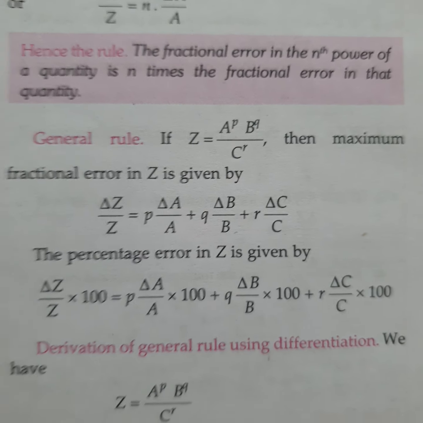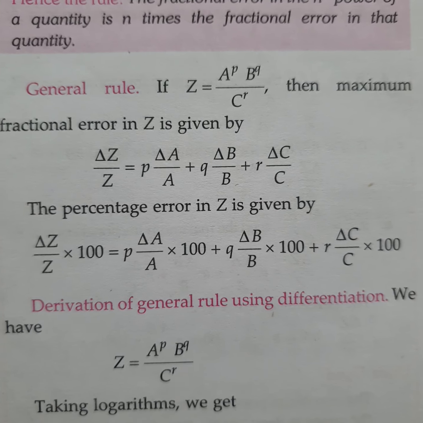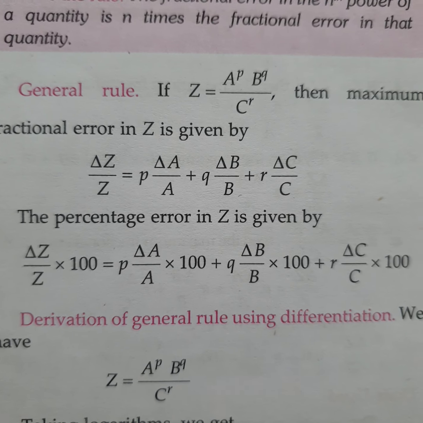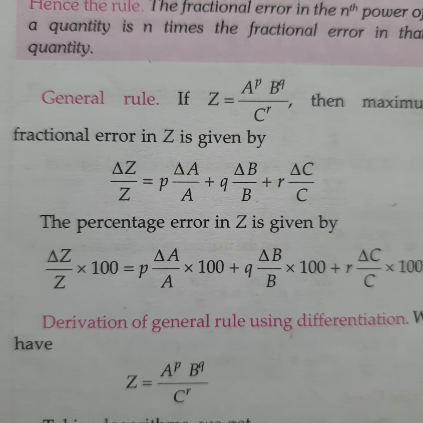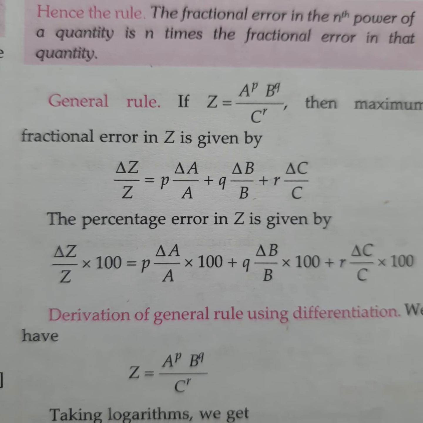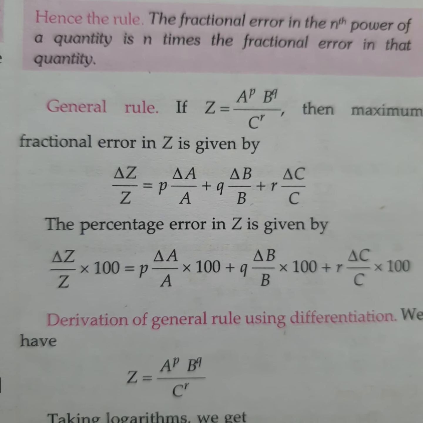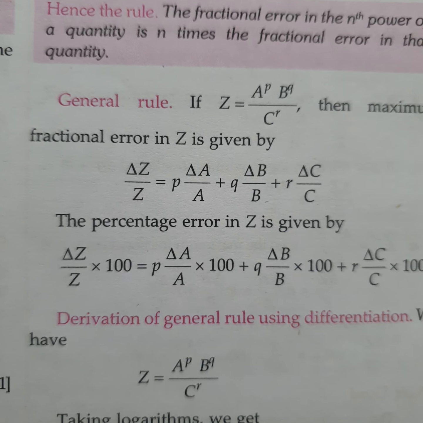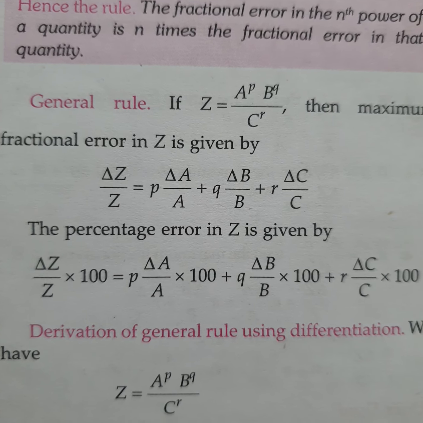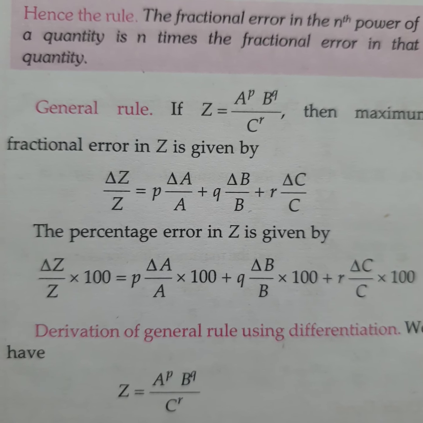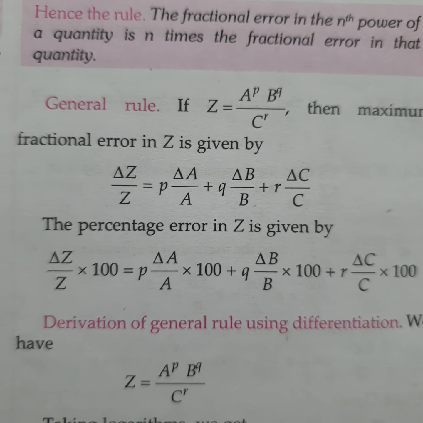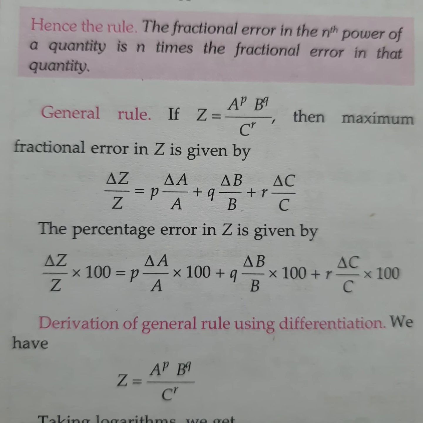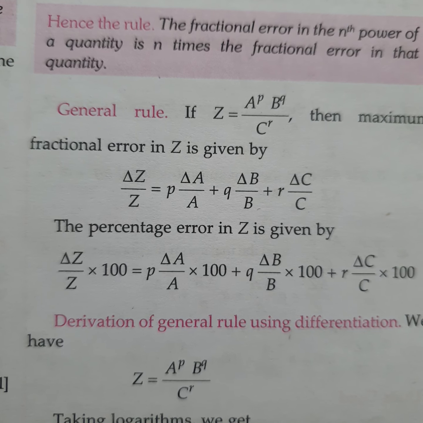Generally, if you have a quantity Z is equal to A raised to the power p, B raised to the power q, upon C raised to the power r, then the fractional error in Z is equal to p times the fractional error in A, plus q times the fractional error in B, plus r times the fractional error in C. If you want to find the percentage error, multiply the whole equation by 100.